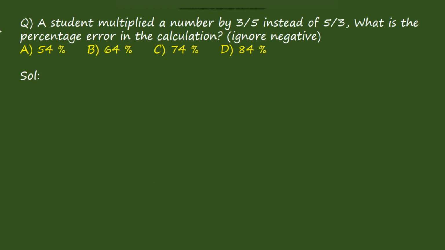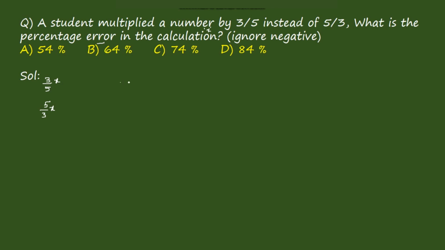Come to the next question. A student multiplied a number by 3 by 5 instead of 5 by 3. What is the percentage of error in calculation? First we understand the question. A student multiplied a number. If you consider the number as x, by 3 by 5, the number becomes 3 by 5 x, instead of 5 by 3. But the actual number he has to multiply is 5 by 3 x. What is the percentage of error? We have to find it.